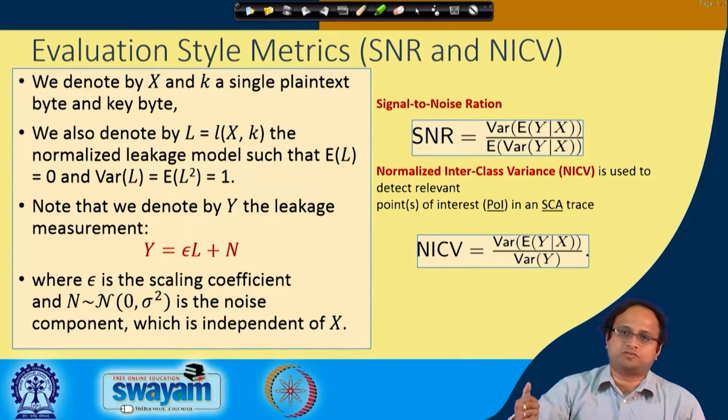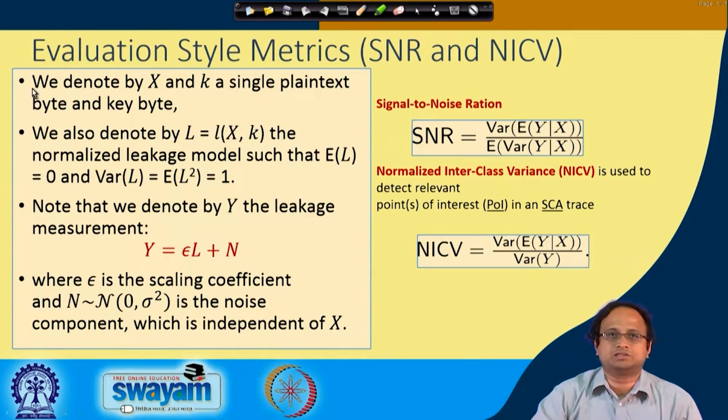You make a guess for the key byte, say k, when you are actually doing the attack, and therefore this x gets mixed with this secret key, gets processed by something like an S box, and then you get a target. Therefore, the leakage is a function of x and k, denoted as L(x,k), and is denoted by the random variable capital L. Again, without loss of generality, we can assume that the mean of L is 0 and the variance of L, which is E[L^2], is equal to 1. So, we can define a corresponding leakage such that these parameters are satisfied.